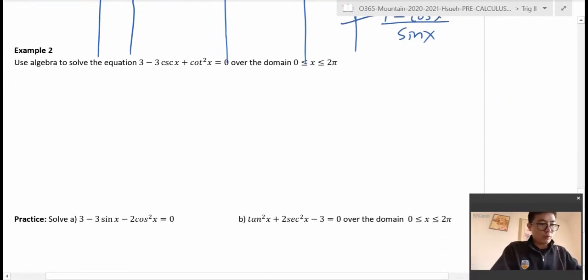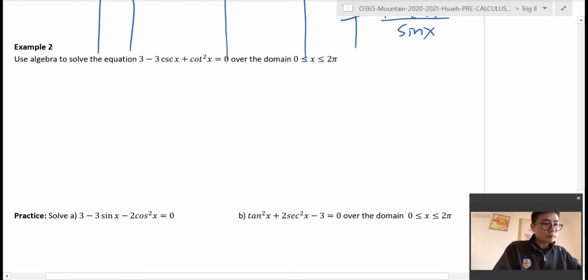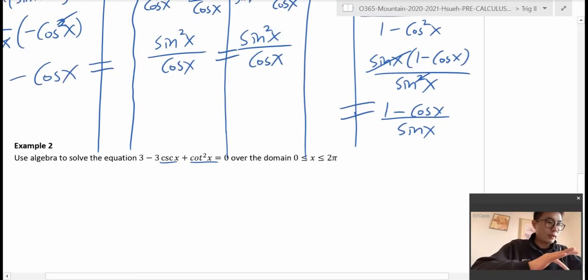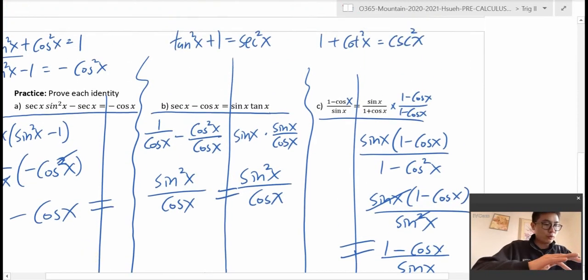Okay, we're going to move on to example number 2, and this is about solving equations. Okay, so let's take a look. We have 3 minus 3 cosecant x plus cotangent squared x equals 0. Right now, when you solve an equation, you most likely have to rewrite it in one trig ratio only. What I mean by that is you can only have sine or cosine or tangent. You can't have cosecant x and then cotangent squared x, because you can't solve equations like that when they have different trig ratios.